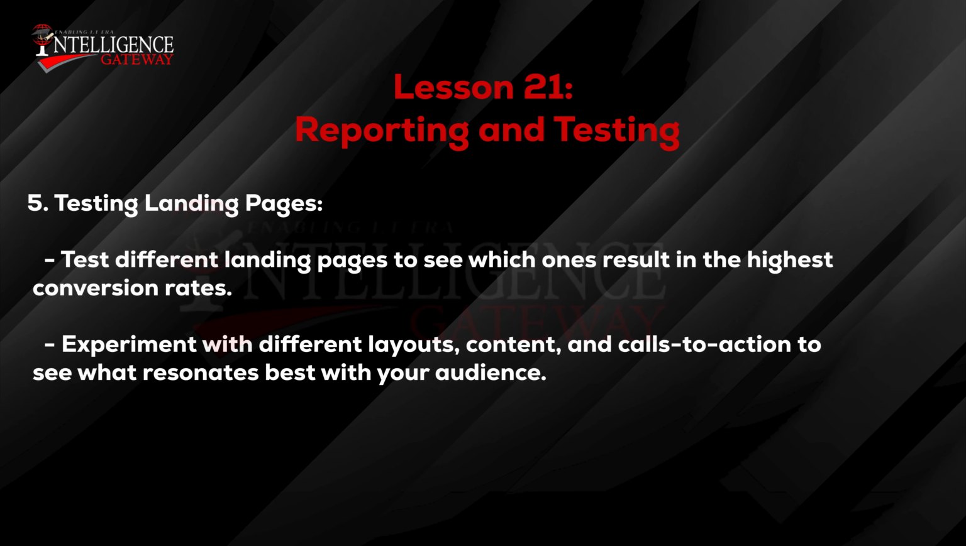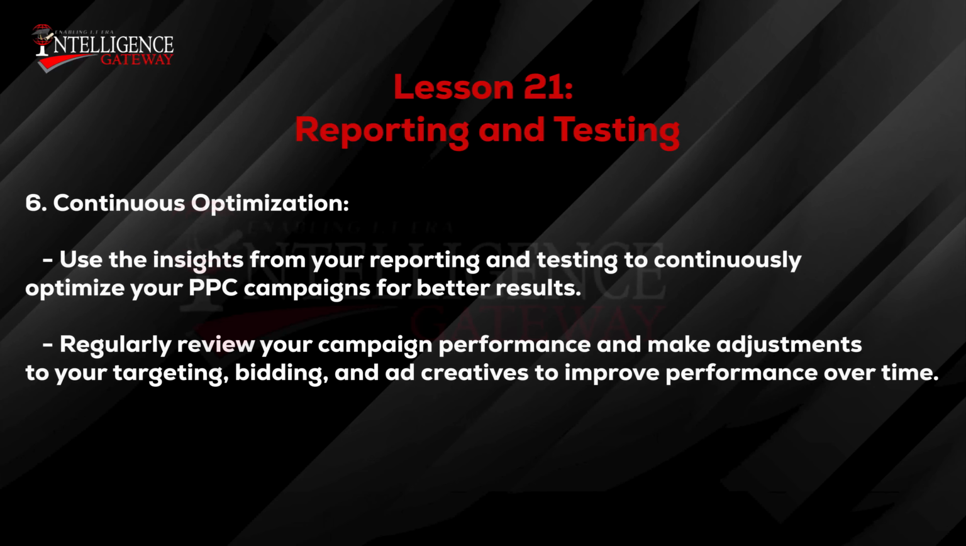5. Testing landing pages. Test different landing pages to see which ones result in the highest conversion rates. Experiment with different layouts, content, and calls to action to see what resonates best with your audience. 6. Continuous optimization. Use the insights from your reporting and testing to continuously optimize your PPC campaigns for better results. Regularly review your campaign performance and make adjustments to your targeting, bidding, and ad creatives to improve performance over time.